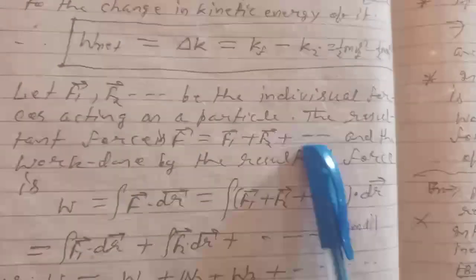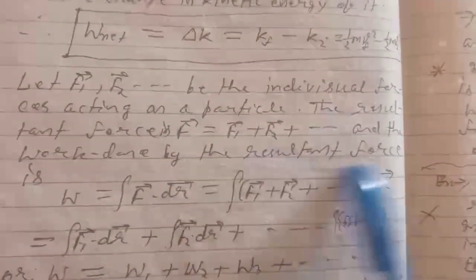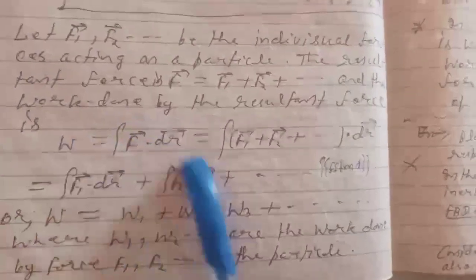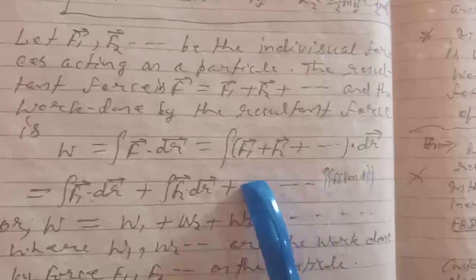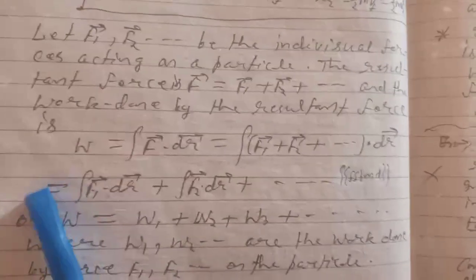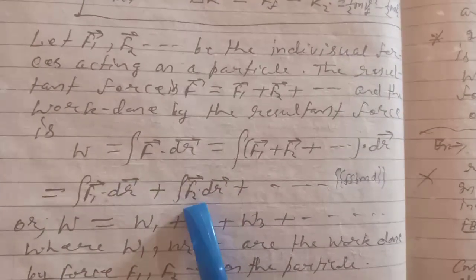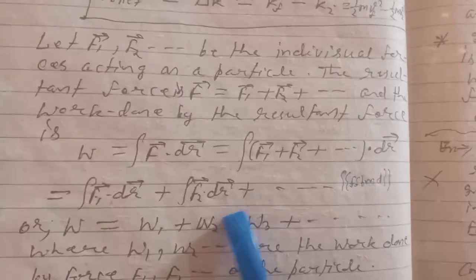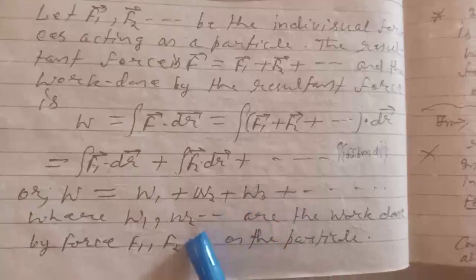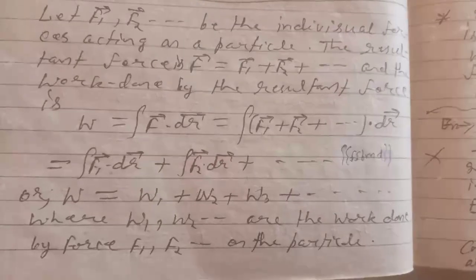Let F1, F2 be the individual forces acting on a particle. The resultant force F vector equals F1 plus F2 plus so on, and the work done by the resultant force W equals integration F vector dot dr vector. Integration of (F1 vector plus F2 vector plus so on) dot dr vector equals integration F1 vector dot dr vector plus integration F2 vector dot dr vector plus so on, or W equals W1 plus W2 plus W3 plus so on, where W1, W2 are the work done by forces F1 and F2 on the particle.